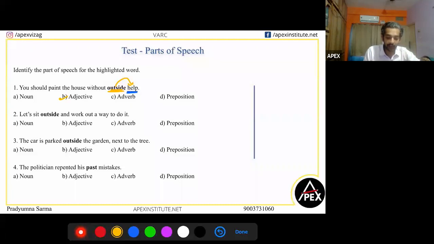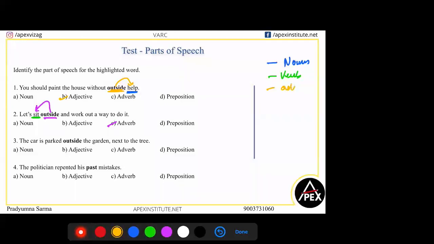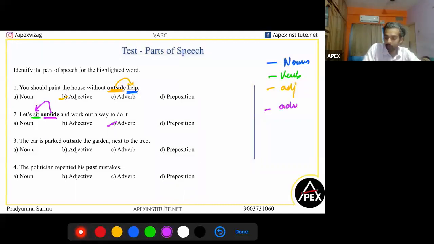What about second answer? It says let's sit outside and work out a way to do it. Yes, okay. Now can I say that this part, sit is a verb and this word outside is telling me where to sit, so it's telling me something about the verb, correct? So that becomes an adverb. All right, just so you guys know, the legends are blue is for a noun, green is for a verb, yellow is for an adjective, sir, pink is for an adverb.